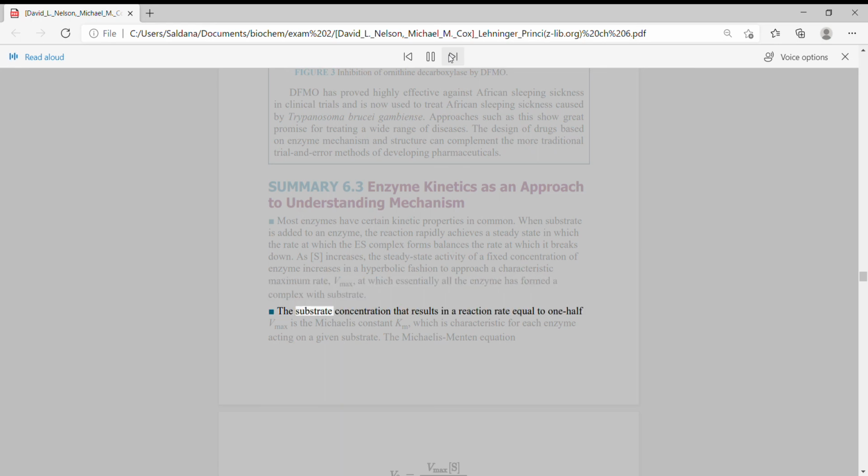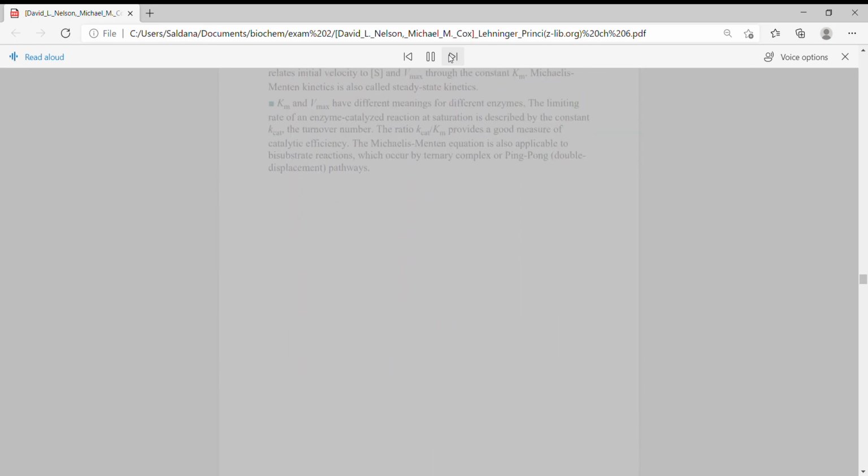The substrate concentration that results in a reaction rate equal to 1/2 Vmax is the Michaelis constant Km, which is characteristic for each enzyme acting on a given substrate. The Michaelis-Menten equation relates initial velocity to [S] and Vmax through the constant Km. Michaelis-Menten kinetics is also called steady-state kinetics. Km and Vmax have different meanings for different enzymes.